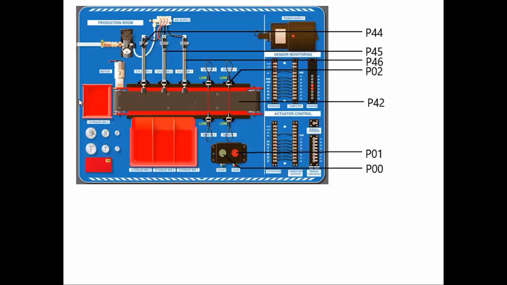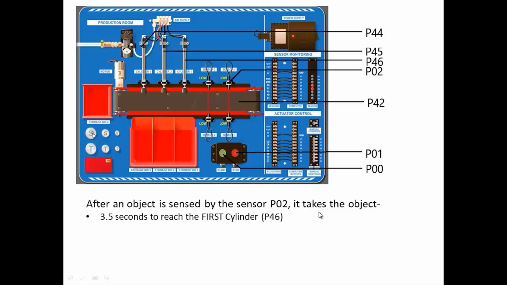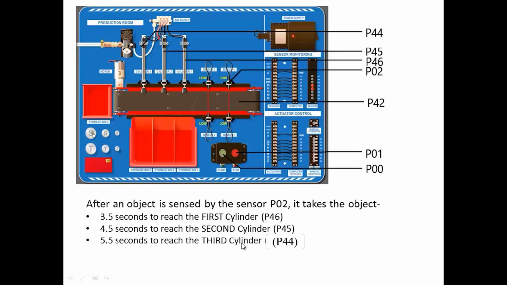Before we can solve this problem, we need to make some assumptions. The assumptions are: after an object is sensed by the sensor P02, which is this one, it takes the object 3.5 seconds to reach the first cylinder, the P46, 4.5 seconds to reach the second cylinder, the P45, and finally 5.5 seconds to reach the third cylinder, which is the leftmost one, the P44. Now we will see the ladder logic diagram to solve this problem. So let's move on to the diagram now.